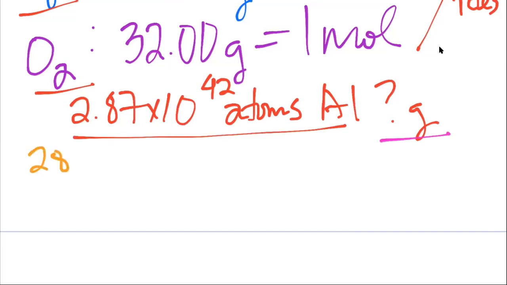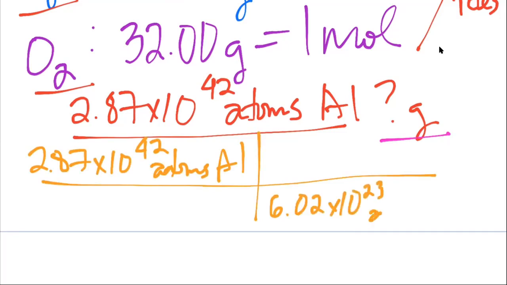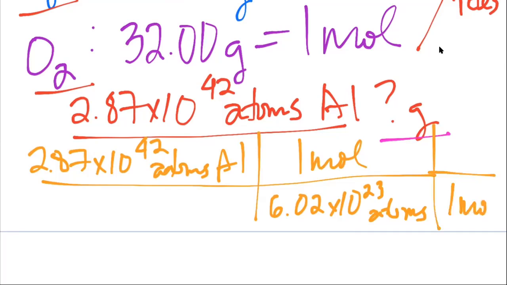2.87 times 10 to the 42nd atoms of aluminum, and then you'll use dimensional analysis because I know that Avogadro's number, 6.02 times 10 to the 23rd atoms, equals 1 mole, so I can convert it to moles by using Avogadro's number as a conversion factor. And then I can continue and I can say, 1 mole of aluminum equals whatever its molar mass is on the periodic table, which for aluminum, I believe, was 26.98.